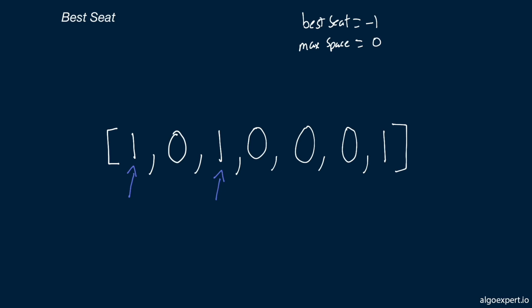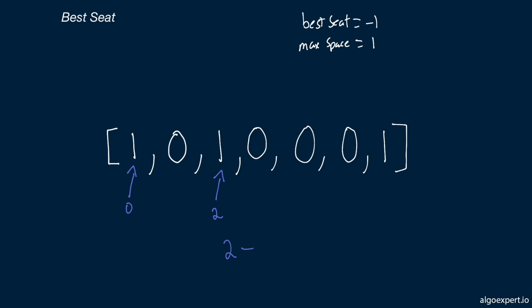So now we have 2 pointers both pointing at a 1, and we can calculate how much available space there is. The available space would be the index of our right pointer, which is 2, minus the index of the left pointer, which is 0. So we have 2 minus 0, and then we need to subtract 1 from that value to get the exact amount of available space. So 2 minus 0 minus 1 is going to be 1. So our current max space can now be set equal to 1.